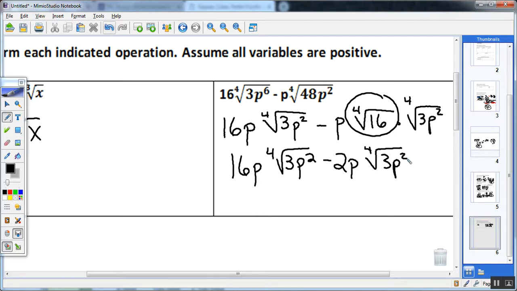Guys, check out your index and your radicand now. Same or different? They're the same. So if they're the same, can we combine? I've got 16p of this mess minus 2p of this mess. What's the 16p minus 2p going to make? So this will simplify to 14p times what, kids? 3p.